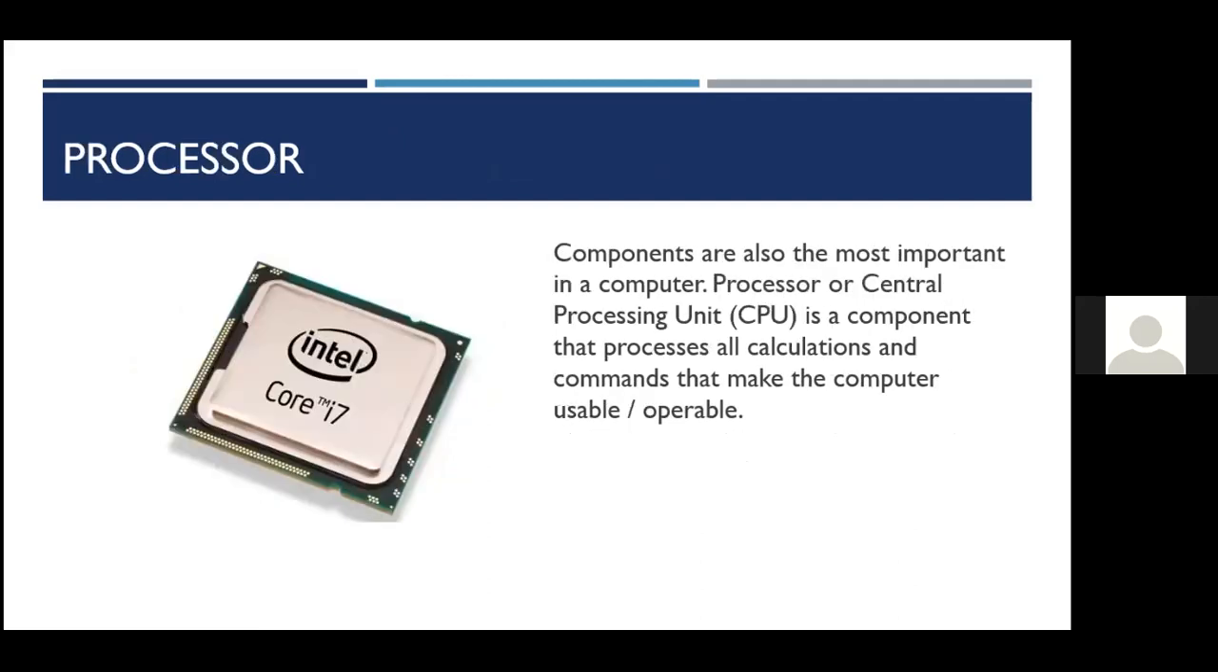And then there is the processor. The processor is also one of the most important components in a computer. Processor, or central processing unit, is a component that processes all calculations and the commands that make the computer usable and operable.